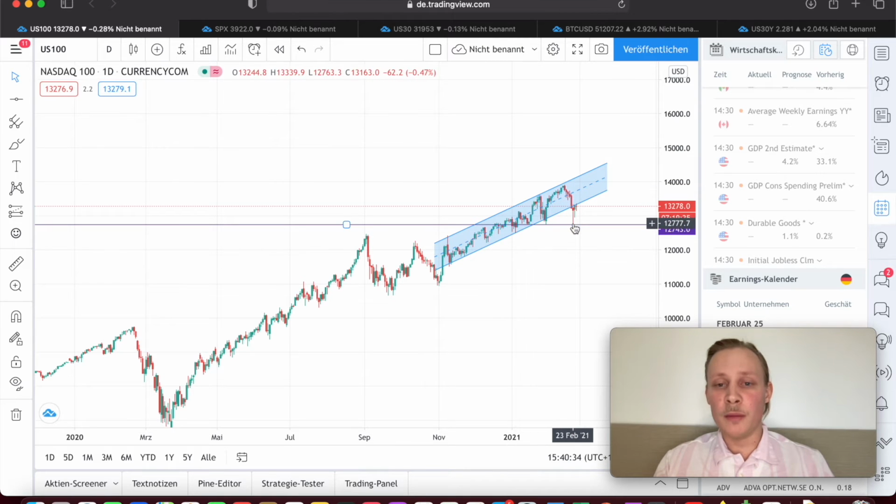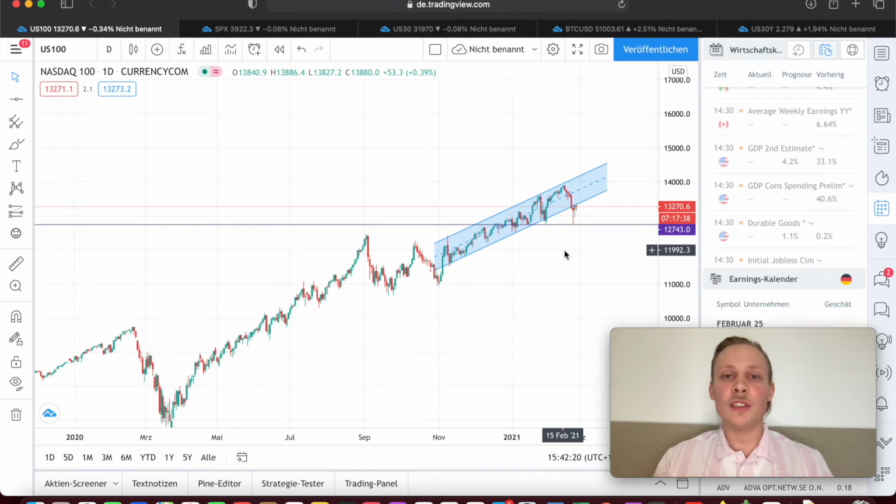We broke out of the channel and tested this very important support level. We bounced strong back but didn't get into the channel. Now it's going to be interesting if we get a retest of this breakout down and break through this level. This is no financial advice, as always. Please keep that in mind. This could be a good short entry. You could enter here and short the market, because if we break this support and we get a retest of this breakout downwards of the channel, this could be an opportunity to short the market.